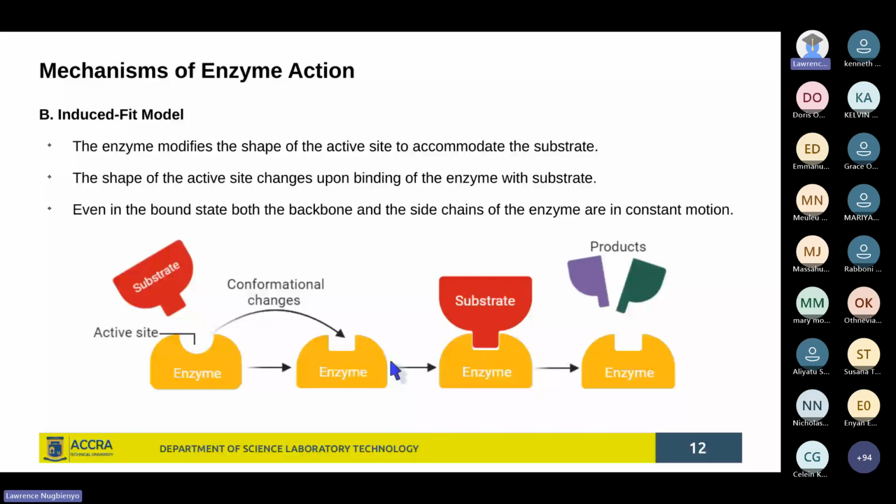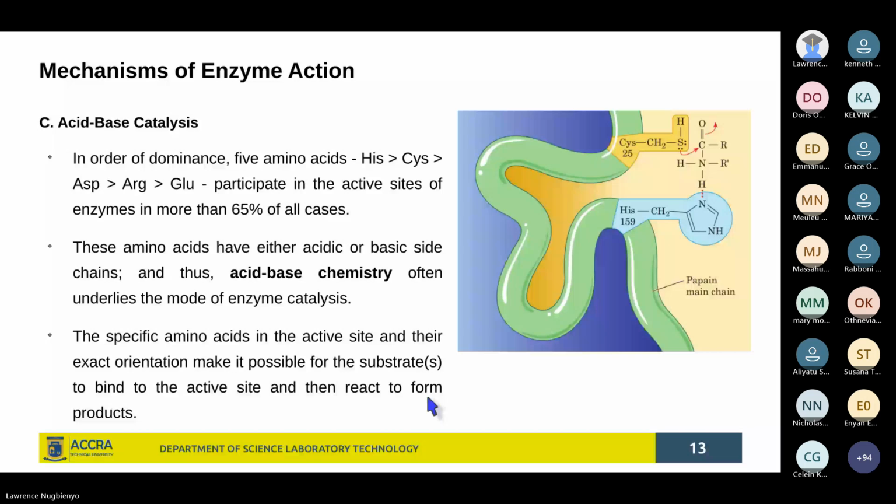Then we also have acid-base reactions that occur in the active center of enzymes. So starting from the beginning, we looked at 20 amino acids which are found in proteins. And out of these 20 amino acids, we classified some of them as having acidic side chains, and we classified some of them as having basic side chains.